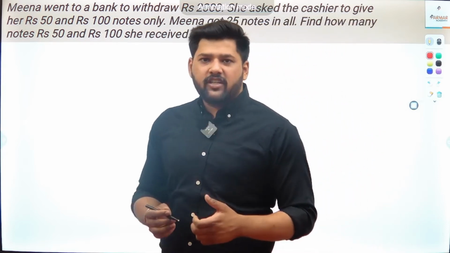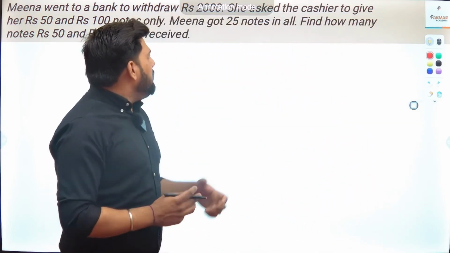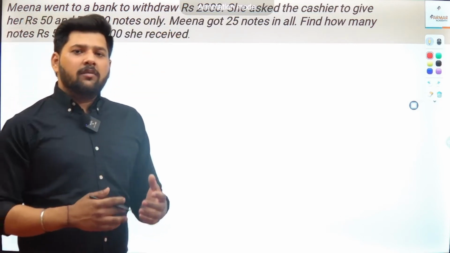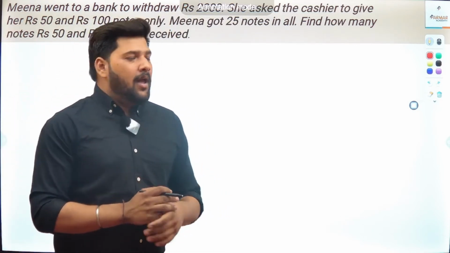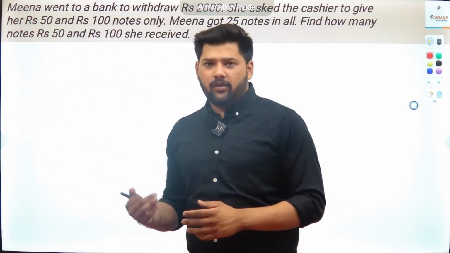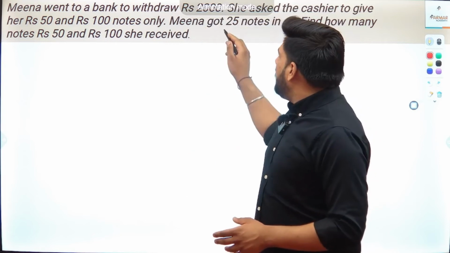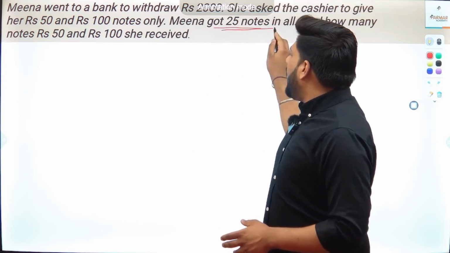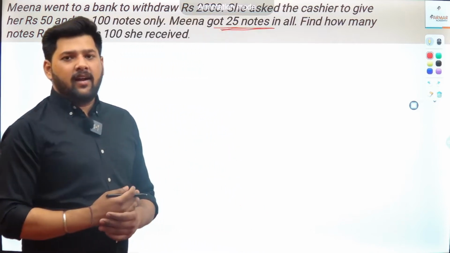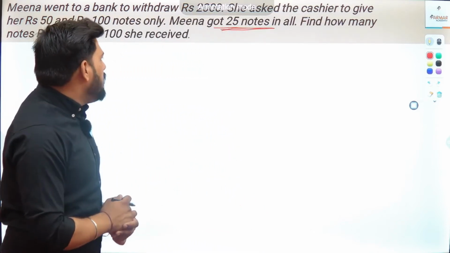This is a question where a girl, Meena, goes to the bank to withdraw 2000. The total amount she has to withdraw is 2000, but she asked the cashier to give her notes of 50 and 100 only. And the cashier gave her 25 notes overall. We have to find how many notes of 50 and 100 each were given by the cashier to Meena.